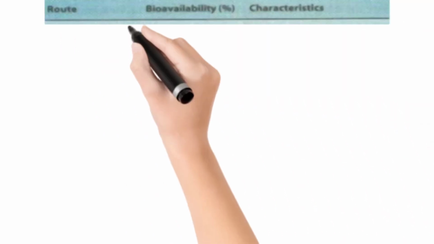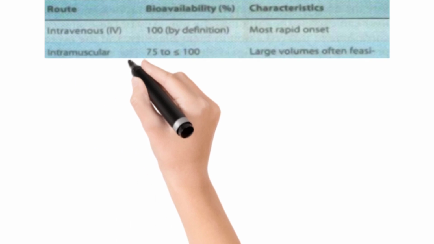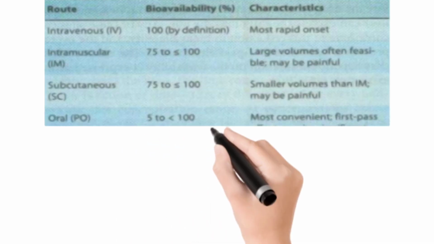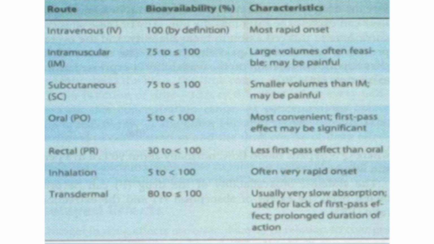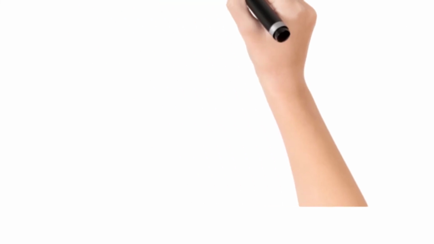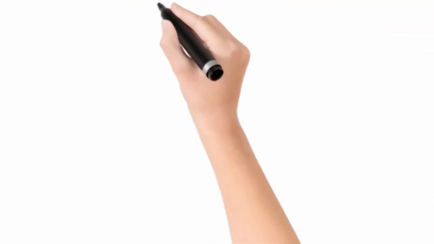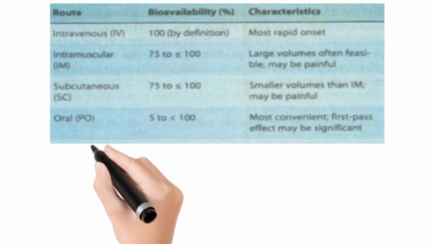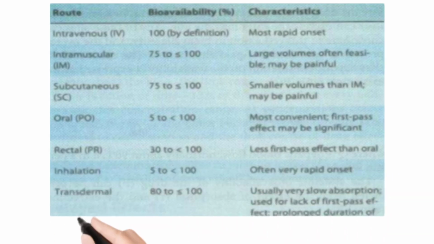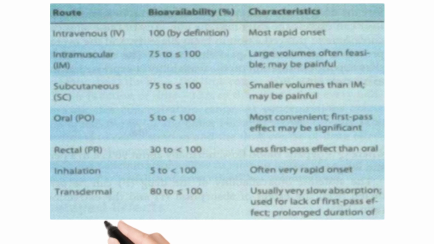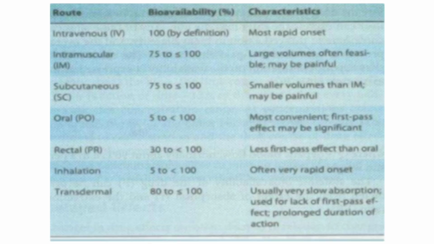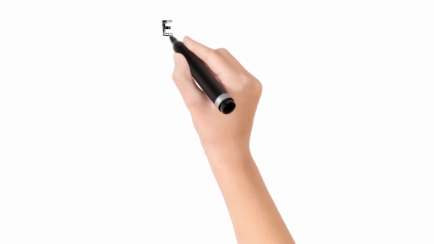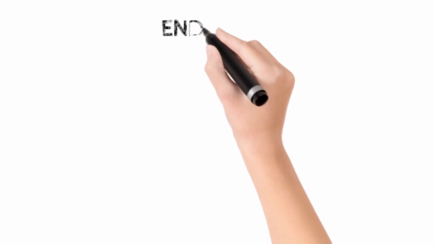Now come to the last chart, which is the bioavailability comparison of different routes. In the IV route, 100% bioavailability, then intradermal 80%, then subcutaneous and intramuscular 75%. Look at the same diagram. The characteristics: intravenous has more rapid onset, intramuscular allows large volume, subcutaneous small volume than IM, and oral is most convenient, but first pass effect may be significant. These are the comparison of different routes, bioavailability and characteristics.